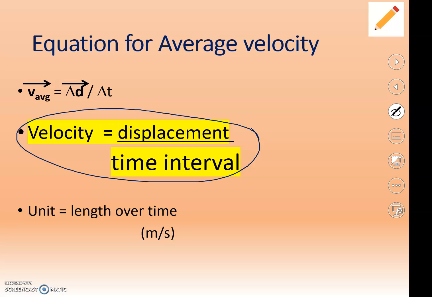So velocity is a unit of length over time. Because distance we know is in meters, time is in seconds, our units for velocity will be meters per second. And that is the same for speed, because speed was distance divided by time, still meters divided by seconds.